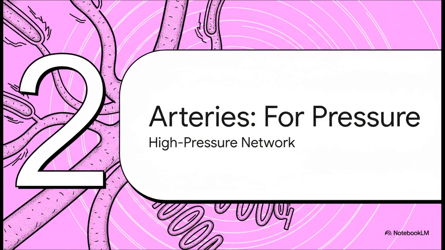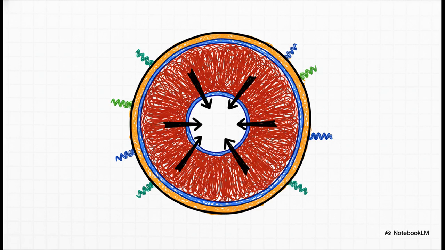So, now that we have that three-layer blueprint in our heads, let's see how it gets modified for different jobs. First on the list, arteries. Okay, these are the big guns, carrying blood away from the heart, and they are built tough. They have to be, to withstand that massive pressure wave from every single heartbeat. And the secret to their strength? It's all in the tunica media.